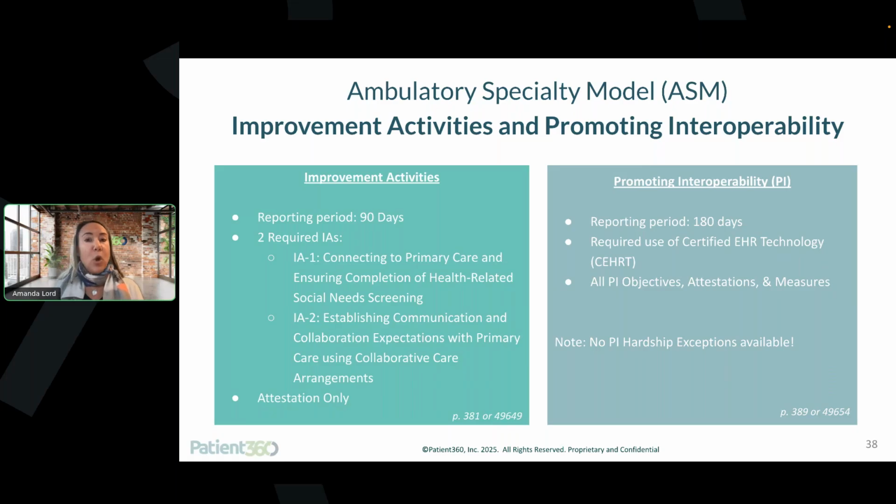And there will be no PI hardships available and no exceptions, even if you are from a small practice. We're going to show you a breakdown of the scoring methodology on the next slide. So let's go there now.